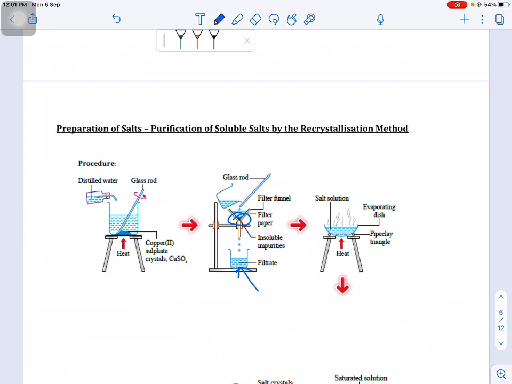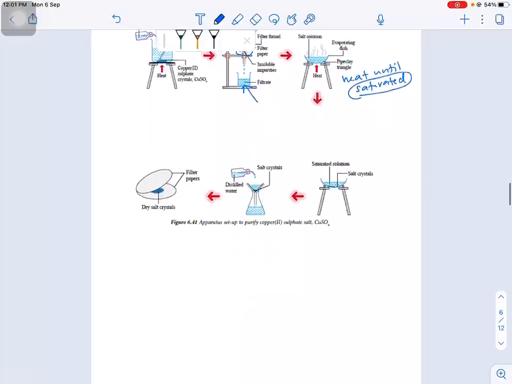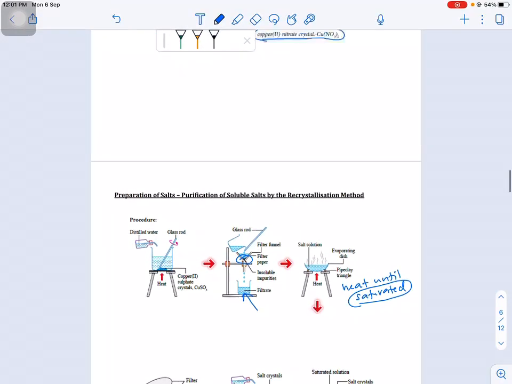Again, kita nak eliminate water, what we do? Yes, we need to heat. Tapi you kena tulis heat until saturated. You cannot say heat only, because kalau heat only nanti you heat sampai kering, nanti dia decompose, tak jadi. You hanya heat sampai dia pekat je, bukan heat sampai kering. Kalau you kata heat, people are going to say you heat sampai dia decompose. So it's heat until saturated. When it's saturated, sama macam prosedur tadi, you just leave it to cool, and then you filter again, and then you dry. Okay, so that's how we prepare soluble salt.